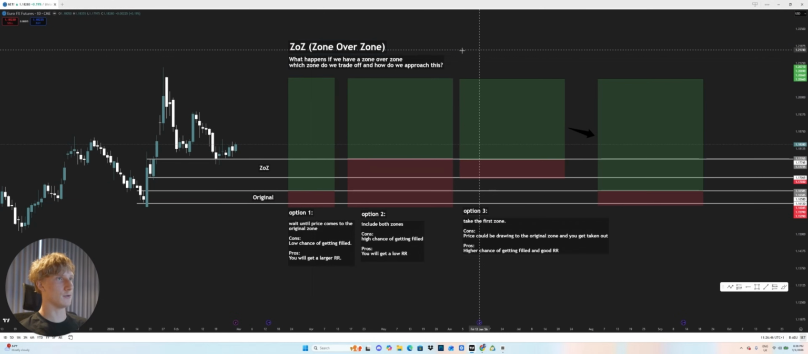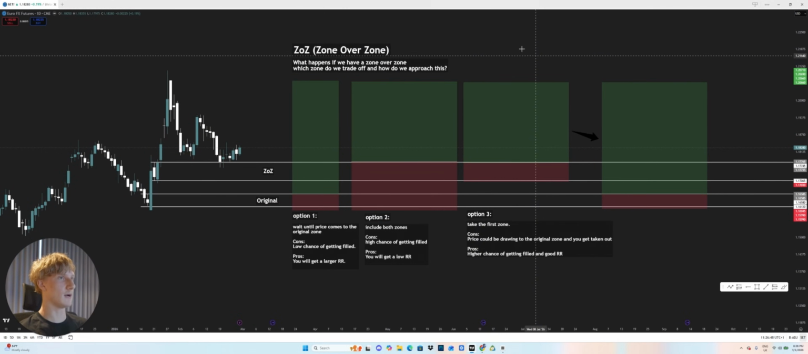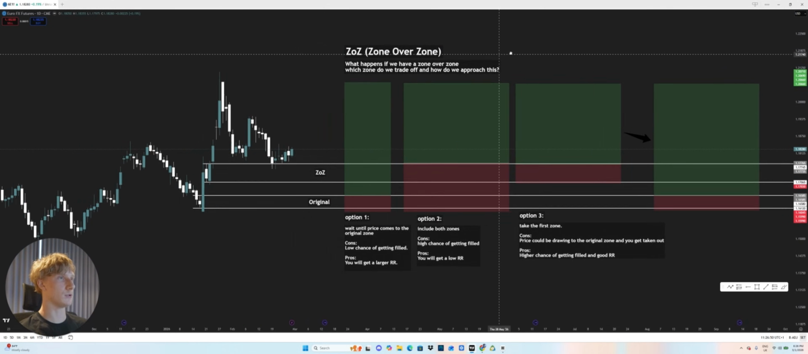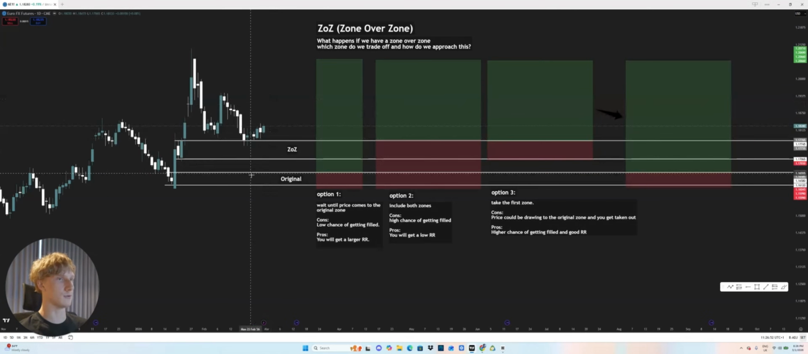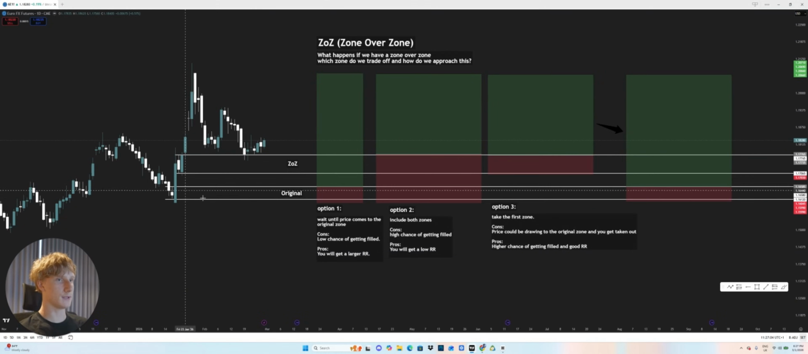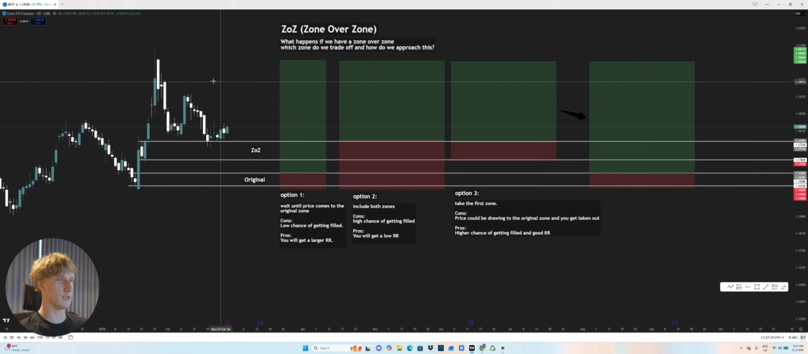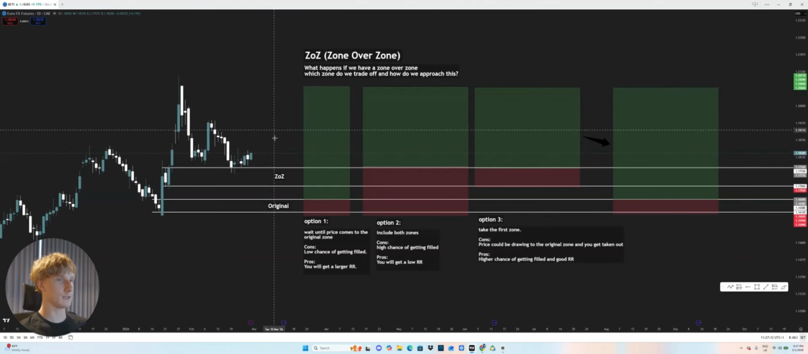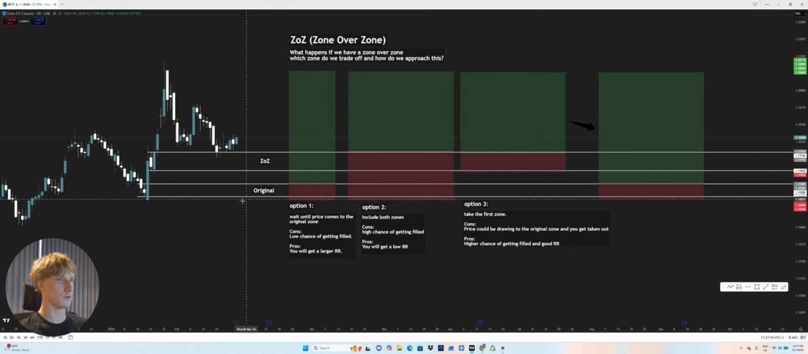Okay, cool. So let's talk about ZOZ or zone over zone. So what happens if you're in a situation where you have a zone over a zone? So you have a zone in the same proximity as another zone. Sometimes they'll be overlapping, sometimes they'll be right next to each other, and sometimes they will be quite far away from each other. Now, in this example, we can see right here, we have this zone, which is going to be a drop base rally, and then we have a rally base rally. So in this case, we can see that we have two zones above each other.